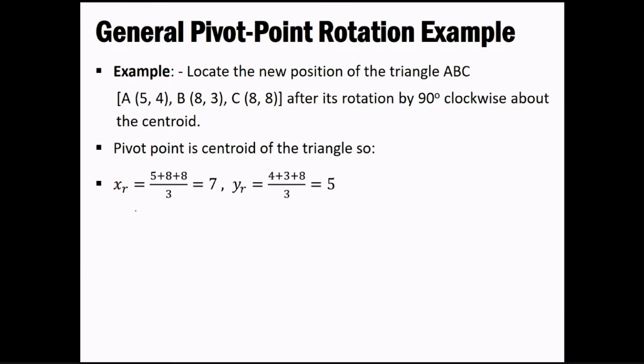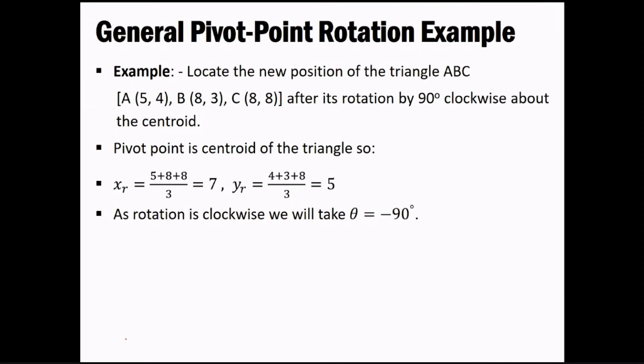Here the first thing given is XR. It can be calculated in this manner, that is 5 plus 8 plus 8 over here. You have to take the average of all these three things, because we are considering the centroid, and it equals 7. This is the value you would get out of the simple calculation, and a similar thing is to be followed for YR. Once you have XR and YR with you, what you need to do is take the equation and put it in this way.